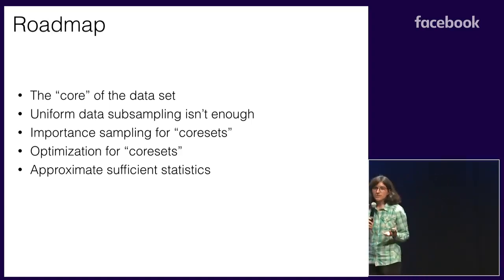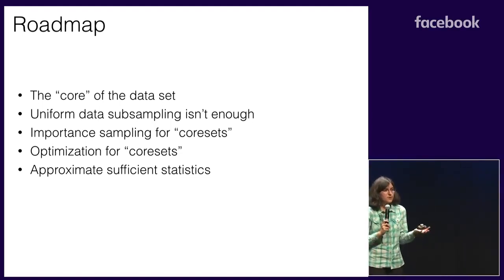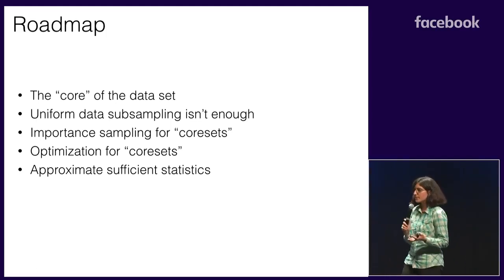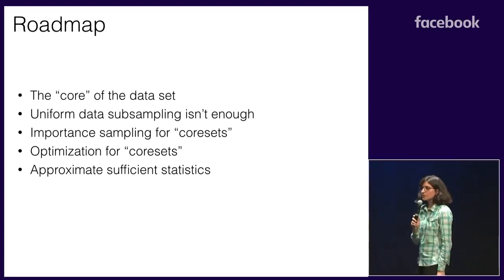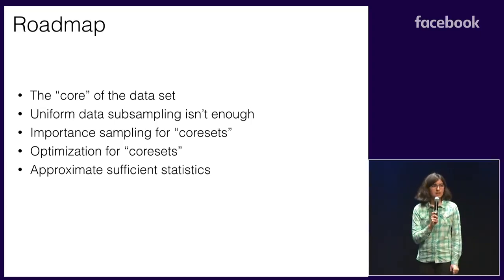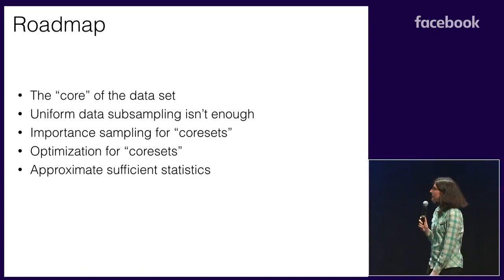Now, what does that mean? Well, something that we could use to summarize our data set with a smaller data set is uniform data subsampling. That's a great way to deal with a very large data set. In fact, that's probably something that more people should be doing in general. It's very fast, it's very easy to use, but it'll turn out to not be enough, and we'll see what its pitfalls are.